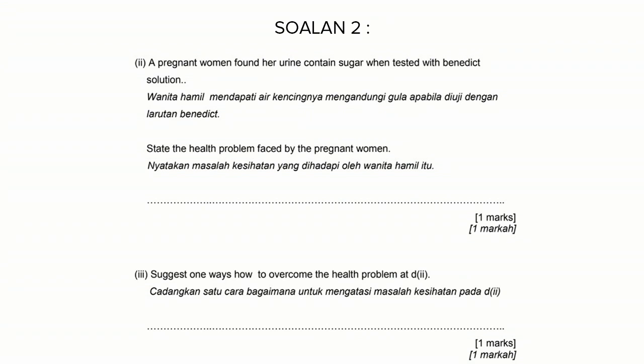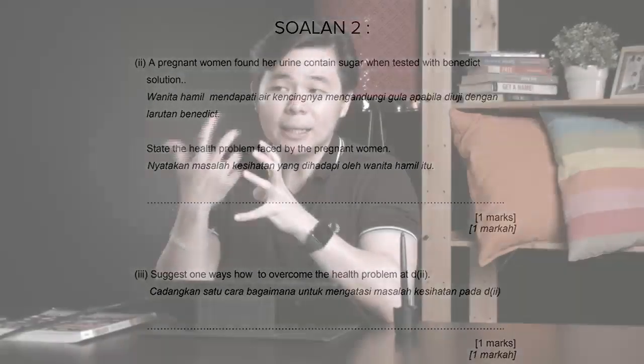Okay, soalan nombor 2 ialah, seorang wanita hamil mendapati air kencingnya mengandungi gula, iaitu kencing manis, apabila diuji dengan larutan Benedict. Jadi nyatakan masalah kesihatan yang dihadapi oleh wanita hamil ni. Okey, kalau seorang perempuan, dia punya air kencing, tak kira lelaki ataupun perempuan, asalkan dia punya air kencing adanya gula, maksudnya ialah kencing manis.